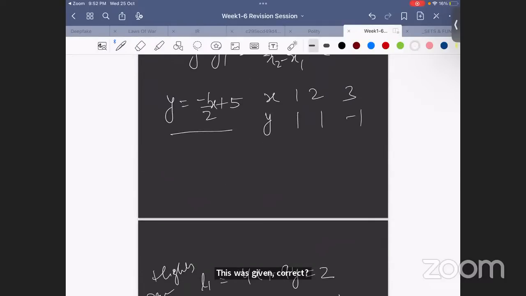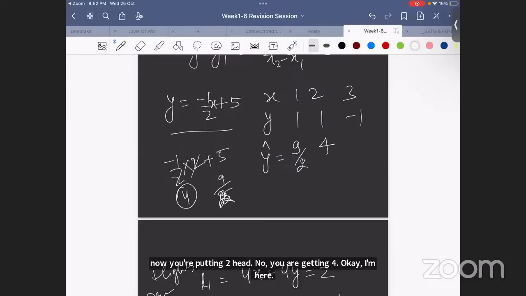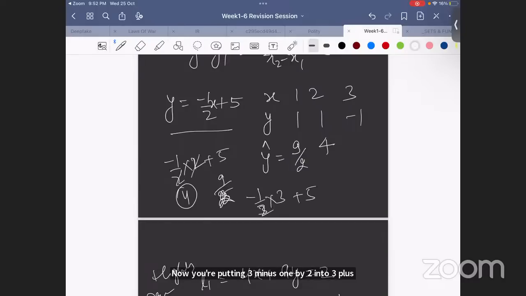Now, according to your model, what is the value that you are getting, y cap? Putting minus 1 by 2 into 1 plus 5, how much are you getting? Sorry, 9 by 2 you are getting. So you are getting 9 by 2. Correct? And now you are putting 2 here, and you are getting 4. Now you are putting 3: minus 1 by 2 into 3 plus 5. So this is how much? 3.5. Correct?